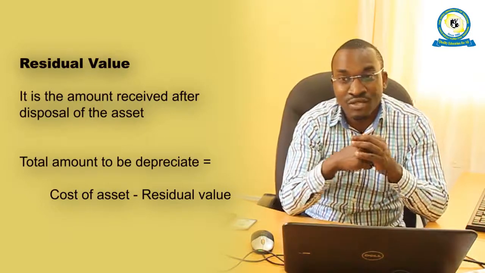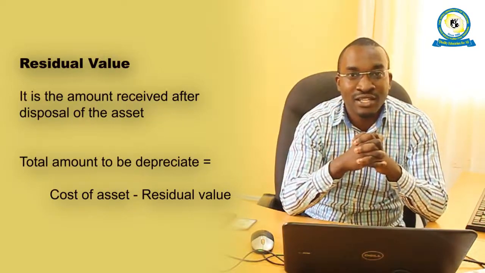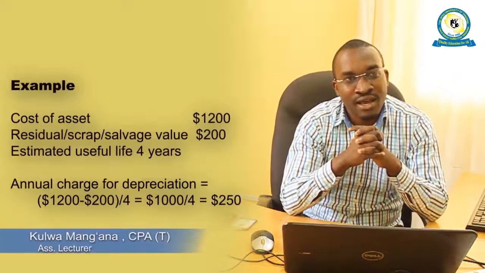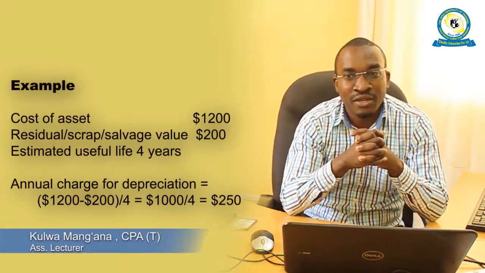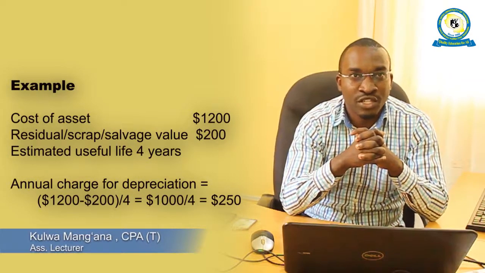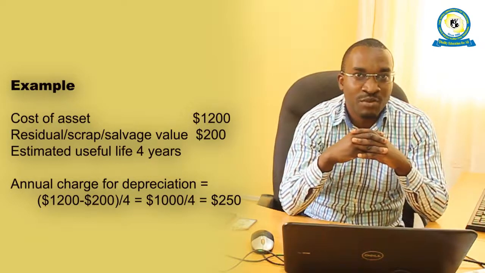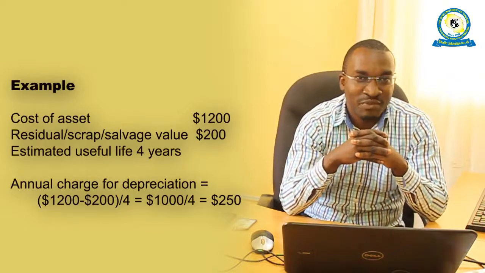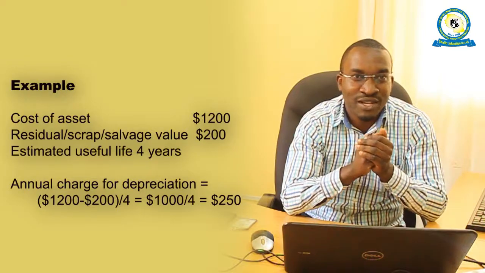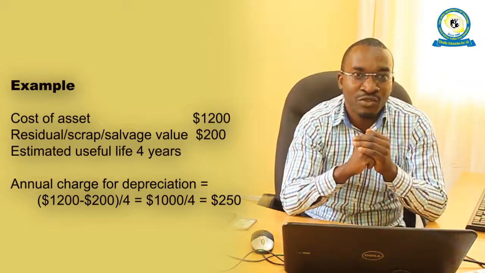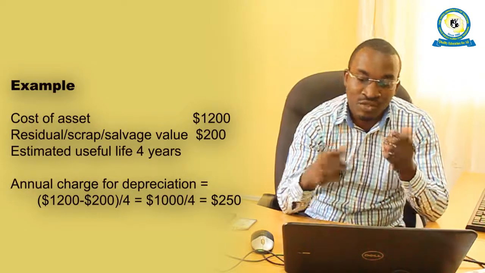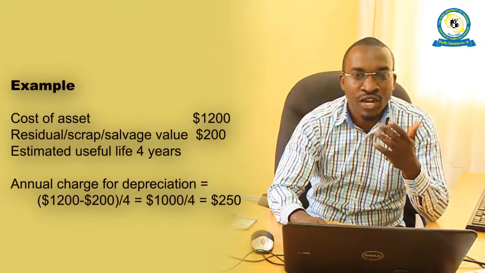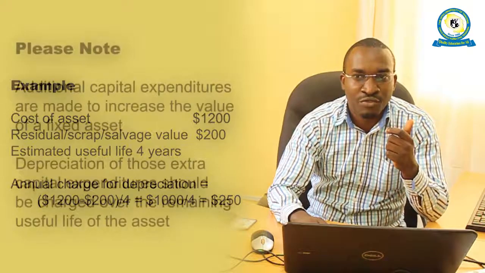Now, let us see this example. At least you can get an oversight of what we're talking about here, based on the straight line method. Taking an example that we have an asset that cost $1,200. The residual value, or scrap or salvage value, is 200. Estimated useful life is 4 years. Now, if you want to find the annual charge for depreciation, simply you take 1,200 minus the 200, and the difference you divide by 4, which is equal to 200, as you can see here. So that's how the straight line method is used to work out the annual depreciation charge for accounting treatment.